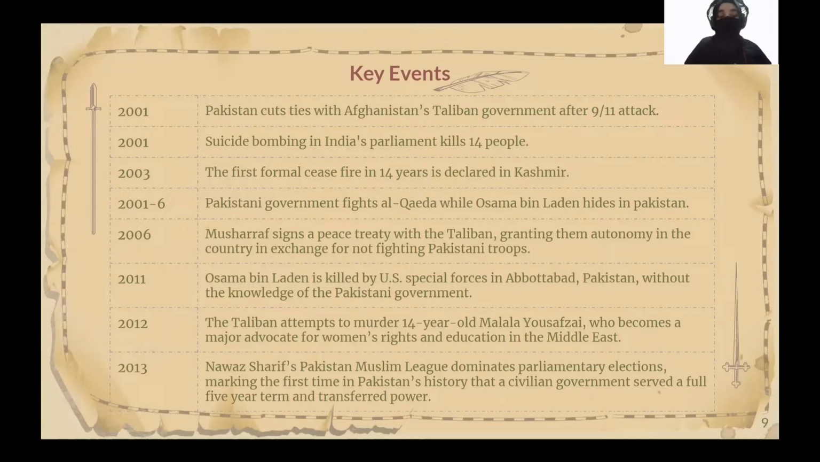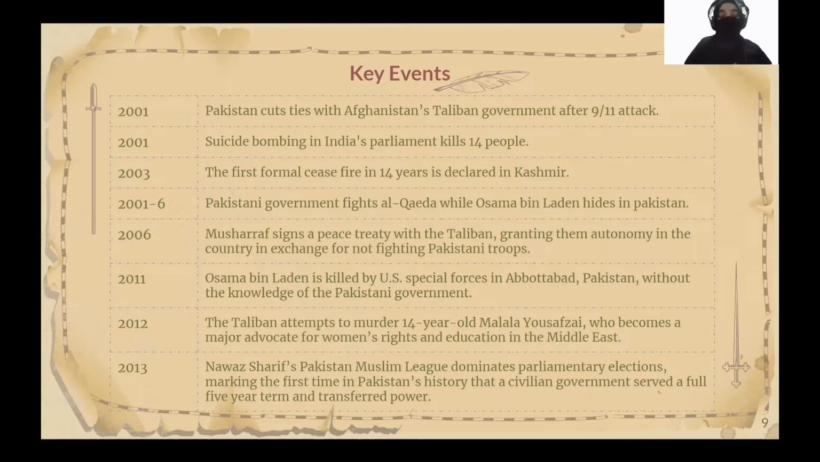And then from 2001 to 2006, the Pakistani government fights Al-Qaeda while Osama bin Laden hides in the northern regions of the country. In 2006, Musharraf controversially signs a peace treaty with the Taliban, allowing them autonomy in the country in exchange for not fighting with the Pakistani troops.